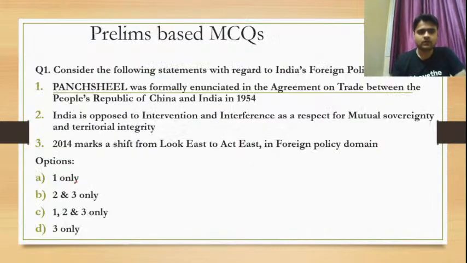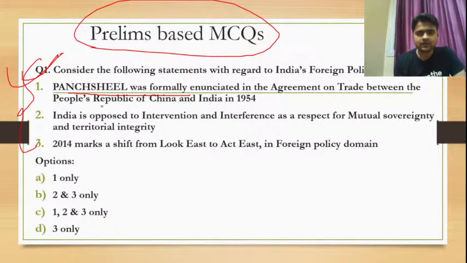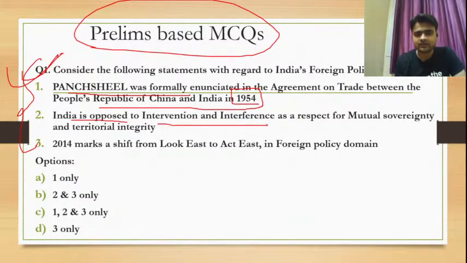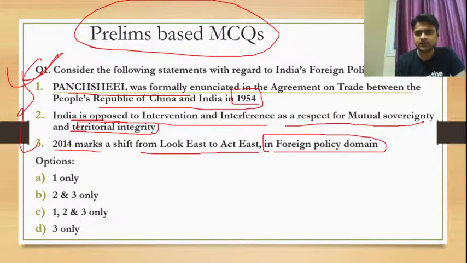Now let us come into our prelims based MCQs. So the first question of today is on your screen. Please look into the question and give me the answer. First statement is Panchsheel was formally enunciated in the Agreement on Trade between People's Republic of China and India in 1954. Second is India is opposed to intervention and interference as a respect for mutual sovereignty and territorial integrity. The third is 2014 marks a shift from look east to act east in foreign policy domain. These are the three statements. Tell me what is the correct answer in the comment section.